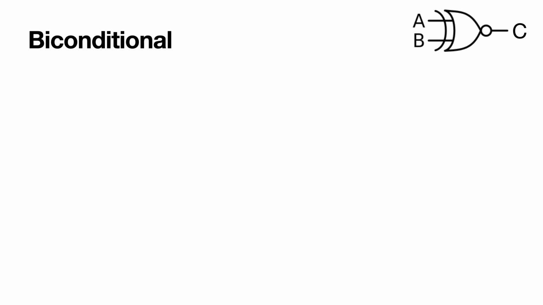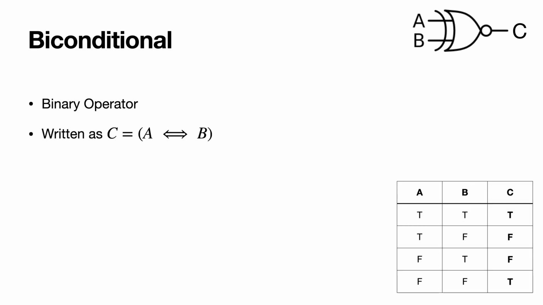The last connective we're going to talk about is the biconditional. This is a binary operator that says A is true if and only if B is true. It has the following truth table, and it's often written as this double-sided arrow. When we say it out loud, it's often A if and only if B. One way to show this is to show that A implies B and B implies A. So if you can establish both sides, you can show that this is true.